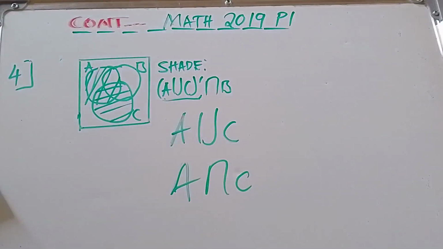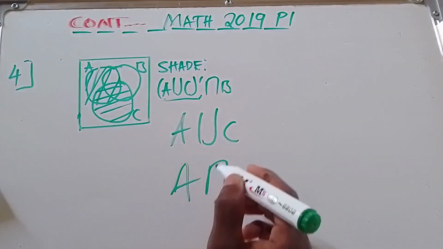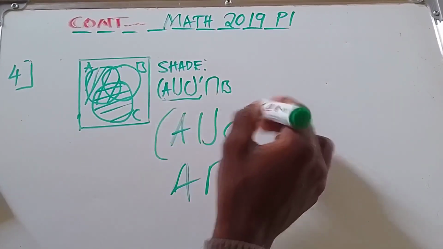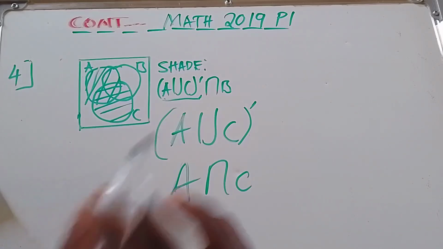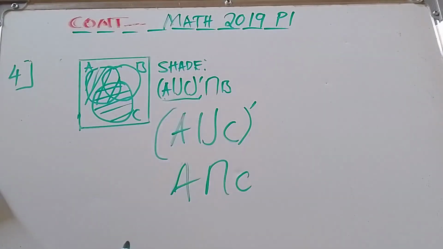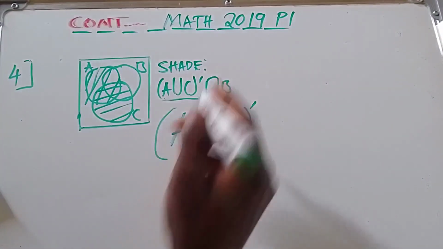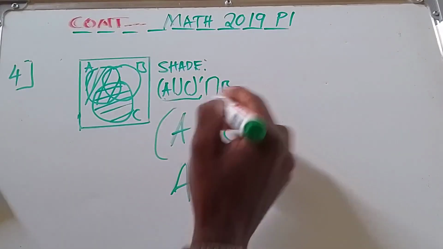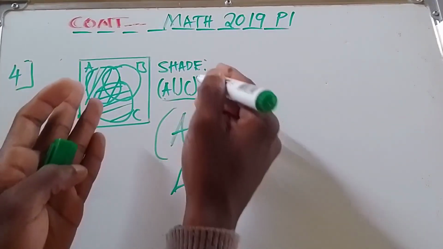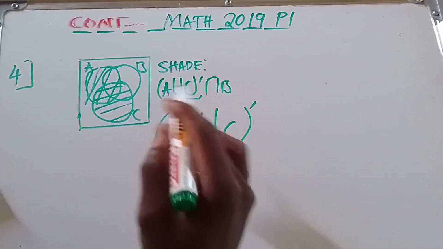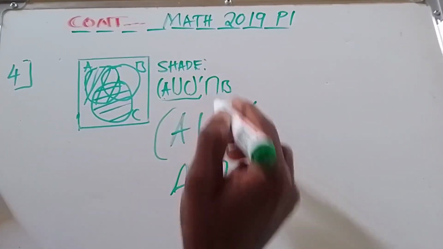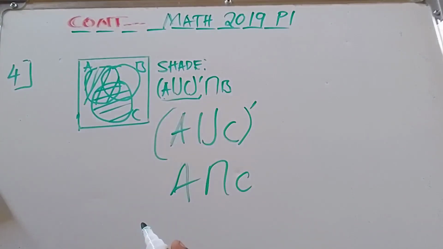A union C. So now, according to the question, we need to complement. We need to exclude. I hope now it is making sense. We need to exclude A union C. That is the question. We need to exclude A union C, intersection what? Intersection B. This intersection simply means we find where A union C is intersecting with what? With B. Have you seen?